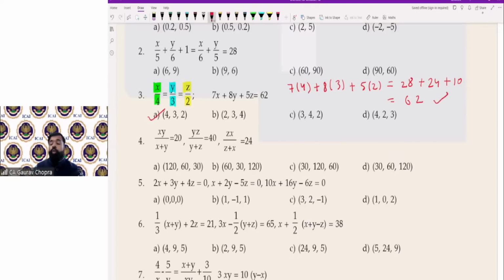Now you can try the fourth one. Okay. You can try the fourth one now and let me know the answer. This you have to try and give me the answer. Xy upon x plus y should be equal to 20. Now check which one satisfies. कौन सा ऑप्शन इसको satisfy करता है? So it's very easy.